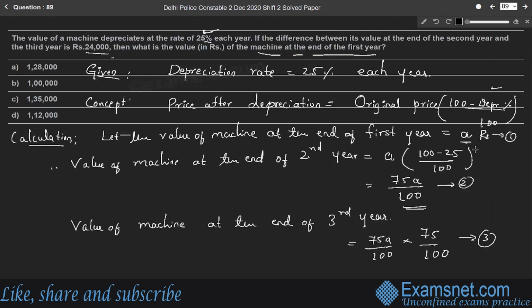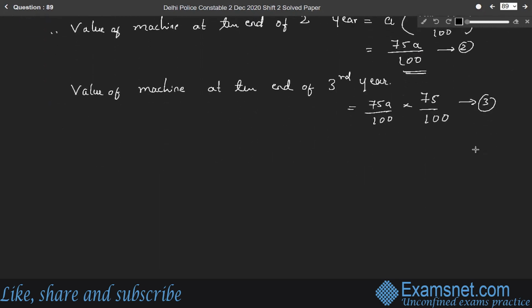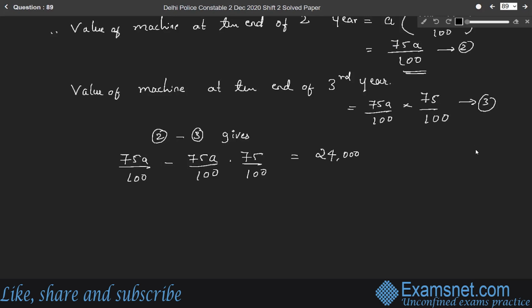So come back to the question. Here the difference between the value at the end of the second and third year is 24,000, right? Therefore, the difference between the values. At the end of the second year, 2 minus 3 gives 75A by 100 minus 75A by 100 into 75 by 100 is equal to 24,000.